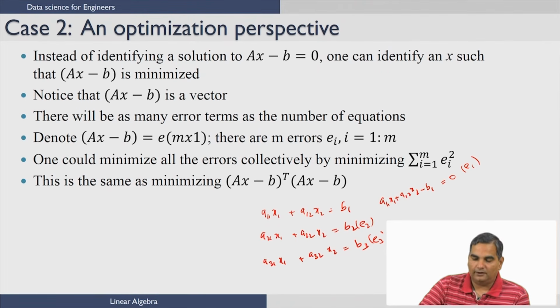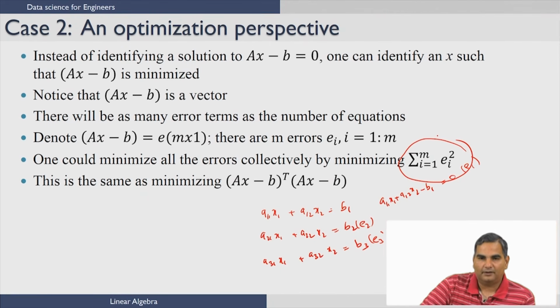One way to do this is to collectively minimize all of them by minimizing what we call the sum of squared errors. So, in this example, instead of minimizing E1 plus E2 plus E3, you are going to minimize E1 squared plus E2 squared plus E3 squared. In this case, notice irrespective of whether E1, E2, E3 are positive or negative, as long as they are away from 0, the contribution to the error term will be high. So, it will automatically ensure that you do not go very far away from 0. Now, this is the least squares solution.